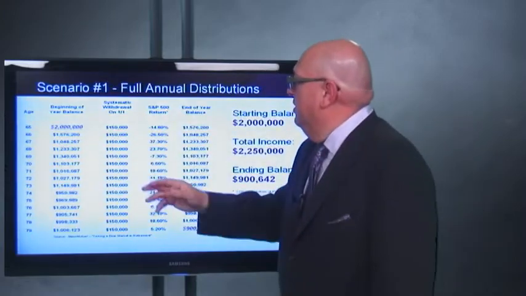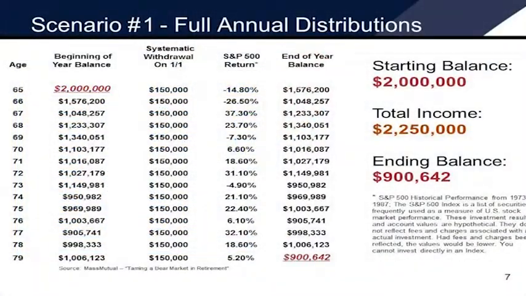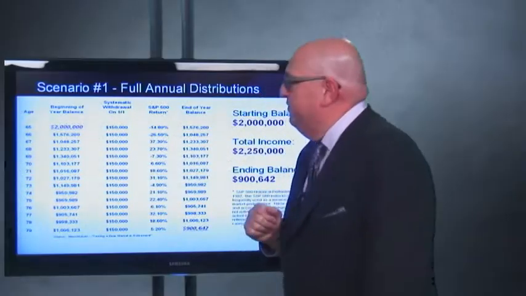In the first scenario, as you'll see, we start out with $2 million. We had a negative 14.8%, and we pulled out $150,000, so we were down to $1.5 million. The following year, we took out that same $150,000. The market went down by 26%. We're already down by almost half. We're down to $1 million. And at that point in time, it's going to be very difficult to pull out $150,000 on a portfolio of about $1 million.